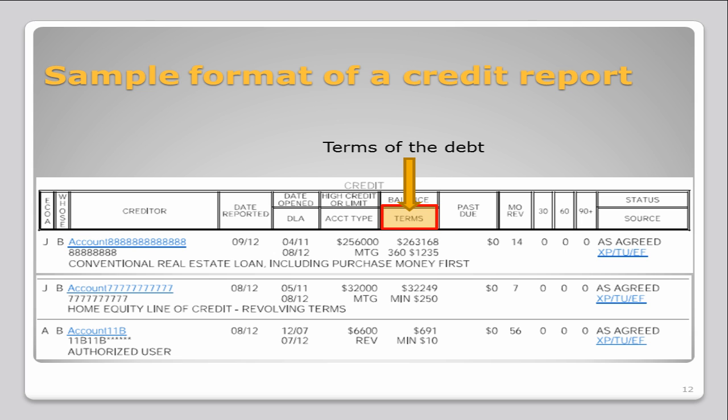This sample shows a mortgage that has a 30-year with $1,235 as the minimum payment. Understand that if it includes taxes and insurance and an escrow account, this will be the total payment with escrows. This is the real honest-to-goodness payment that has to be made. And then further down, you'll see 2 revolving accounts that show the balance and the minimum payment.